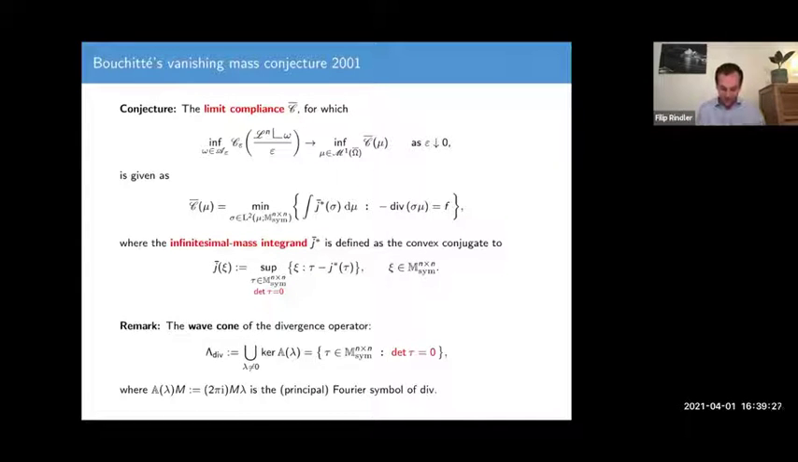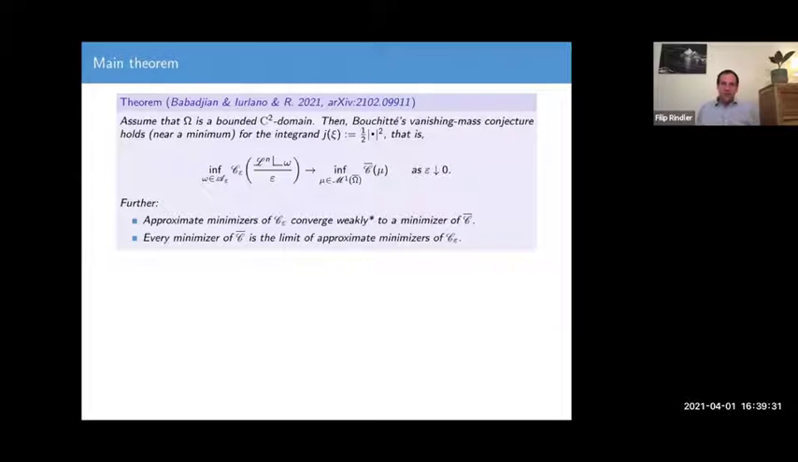And so now I can state our theorem, which has been on the archive for, I guess, something like 2 months now. You have a C2 domain, and we prove Bouchitier's vanishing mass conjecture, at least for the simplest of integrands, which is complicated enough. We have that the infimum over these things converges to the infimum of the limit compliance, which is given by this precise J bar star as in Bouchitier's conjecture. And we have these variational properties: minimizers of C epsilon converge weakly star to a minimizer of C bar, and minimizers of C bar originate from approximate minimizers of C epsilon. So you can really call C bar the variational limit of the C epsilon. It's not quite gamma convergence because we can't construct a recovery sequence away from the minimizer, which is kind of interesting.